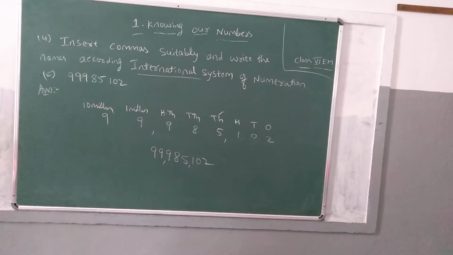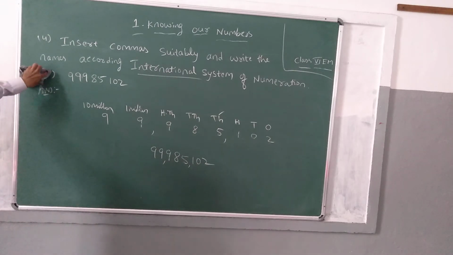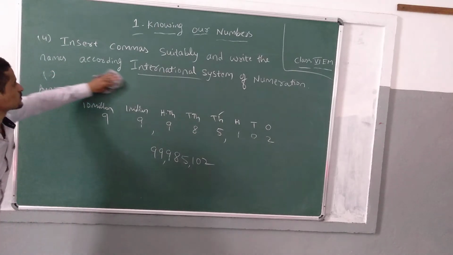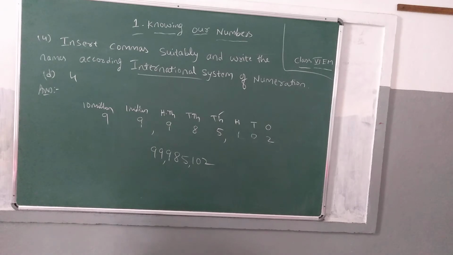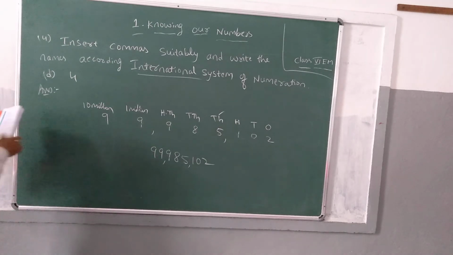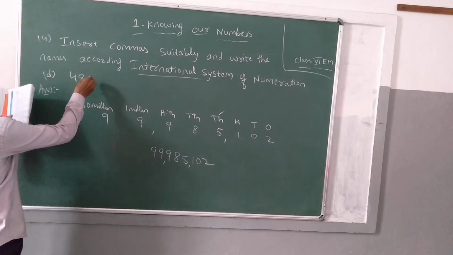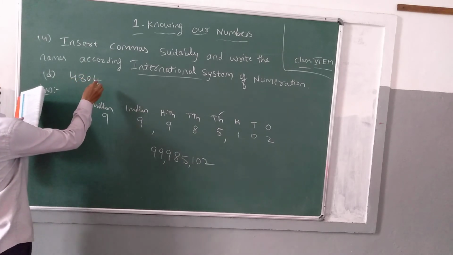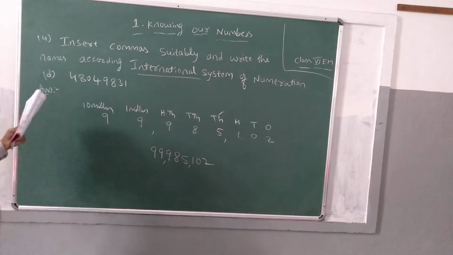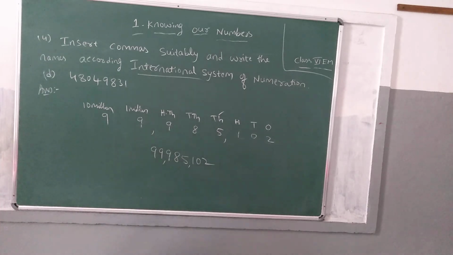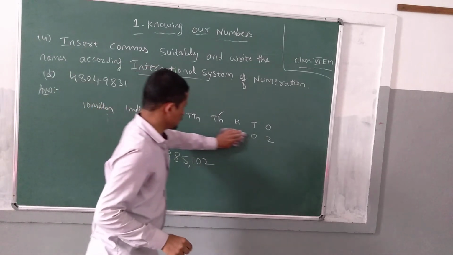It's very simple. Okay, I will do that. D1. Okay, the last problem is there. D1: 4, 4 8, 0 4 9 8 3 1. Okay, 48,049,831. So write according to the international system.